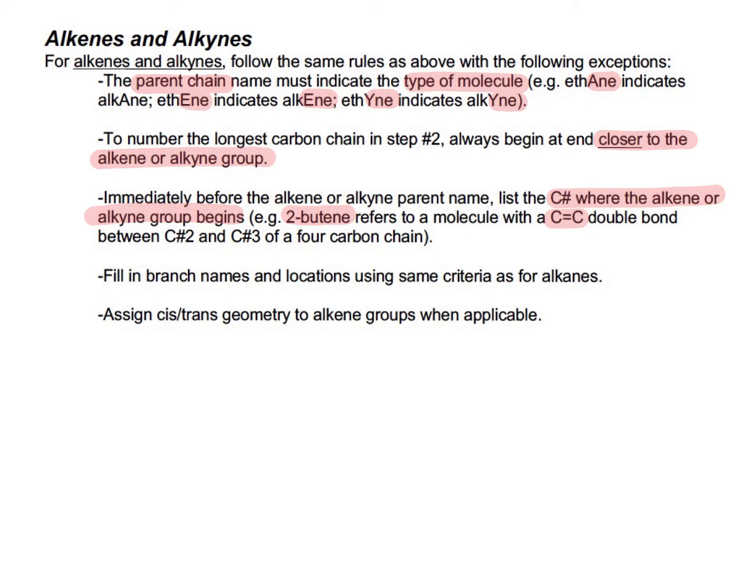And then from there, the guidelines parallel what we were looking at for alkanes, which is you fill in the branch names, list those in alphabetical order, and indicate their location on the longest parent chain using the same criteria that we did before. And then we will talk about cis-trans geometry in an upcoming segment, so we are not going to worry about that at this point. We will get to that in a later series. So let's go ahead and apply this information. I'm going to zoom out here a little bit so that we can get enough elbow room to dive into an example problem.